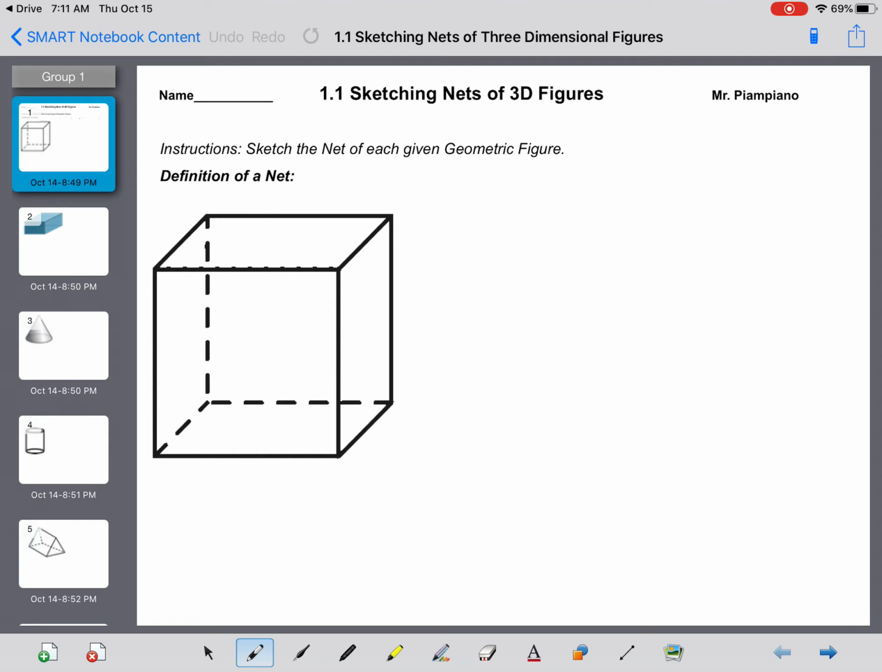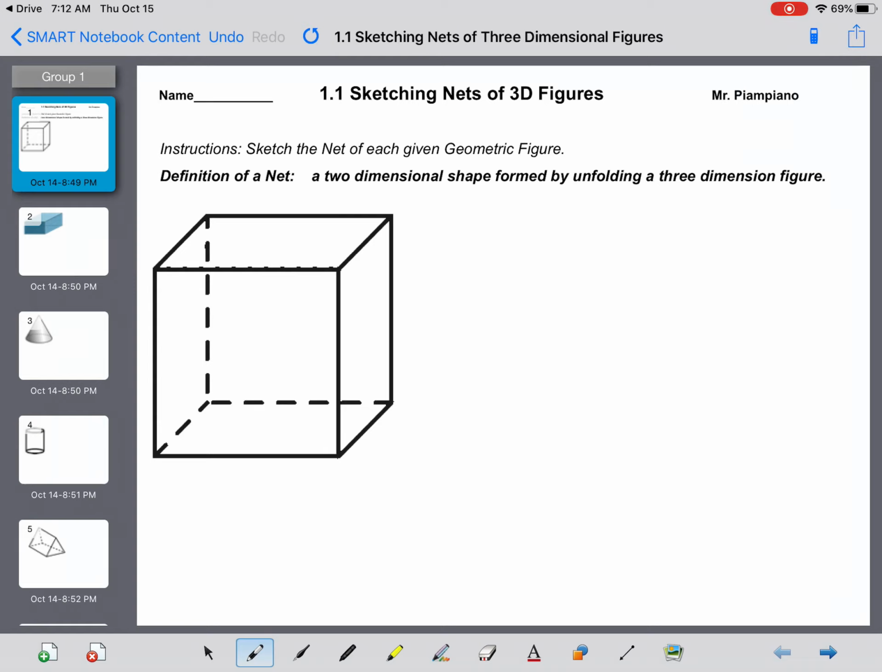Okay, so your instructions are to sketch the net of each given geometric figure. The definition of a net is, if we don't remember from the other day, fill this in, a two-dimensional shape formed by unfolding a three-dimensional figure. Okay, so fill that definition in. A two-dimensional shape formed by unfolding a three-dimensional figure. Feel free to pause the video, jot down your definition, hit resume when you're ready.